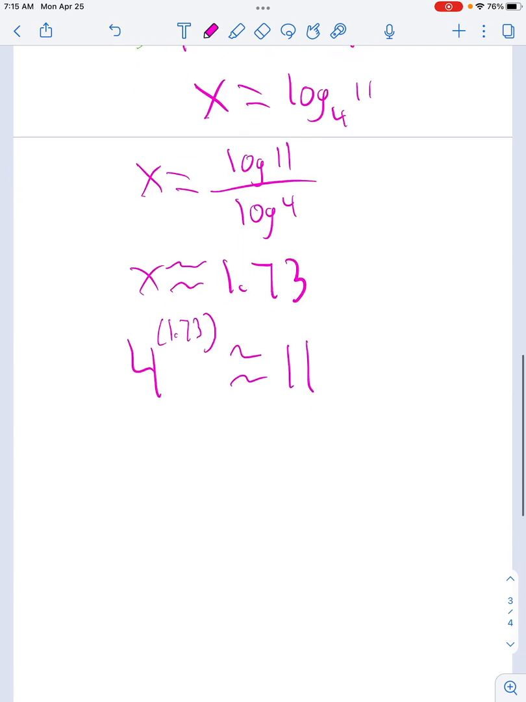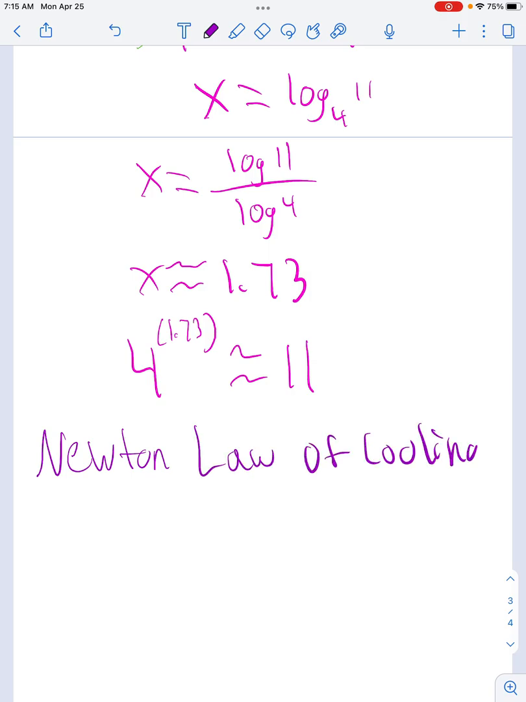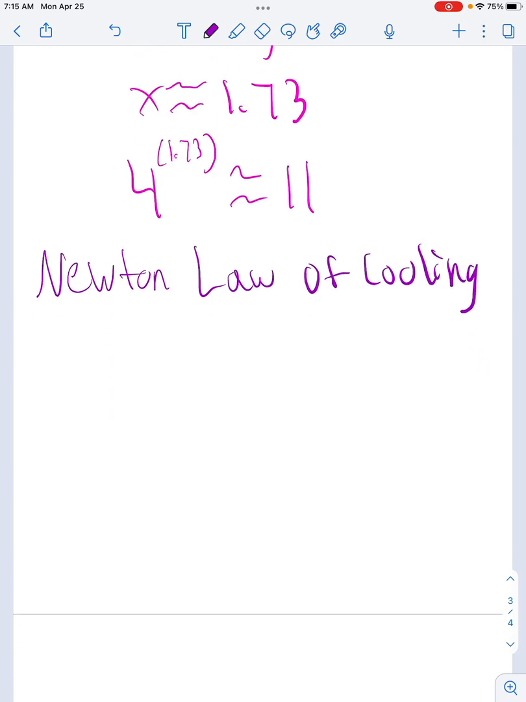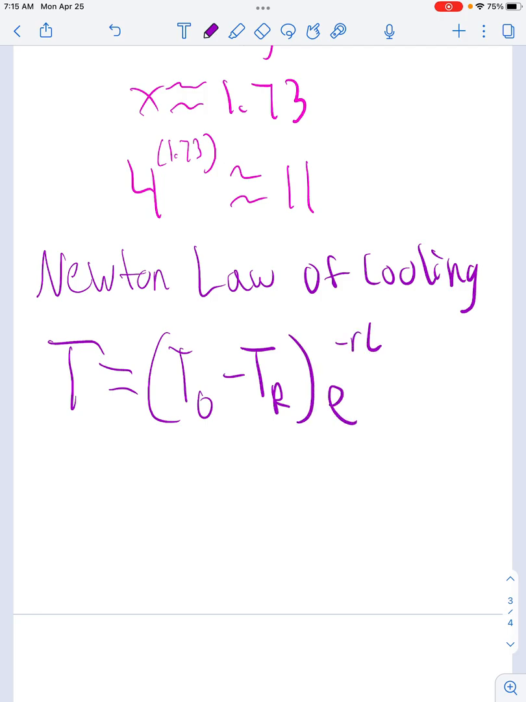An important law that uses exponential equations like this is Newton's law of cooling. So hopefully you have heard of Isaac Newton by this point. This law states that for a cooling substance with initial temperature T sub 0, the temperature T after t minutes can be modeled by T equals (T sub 0 minus T sub R) e to the negative rt plus T sub R.